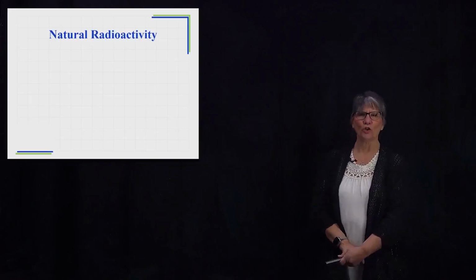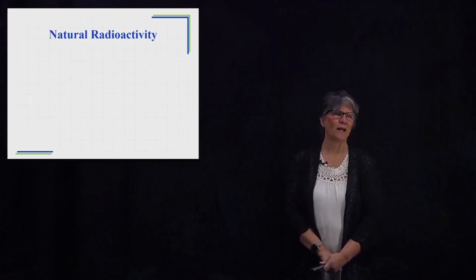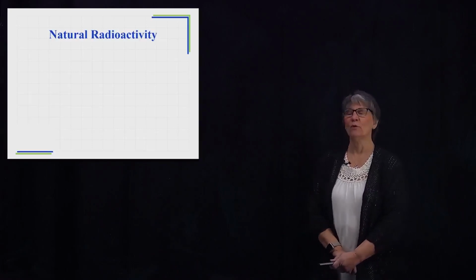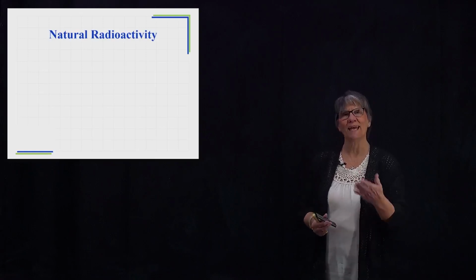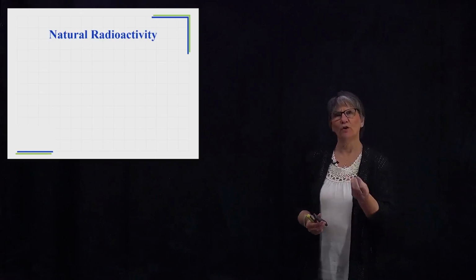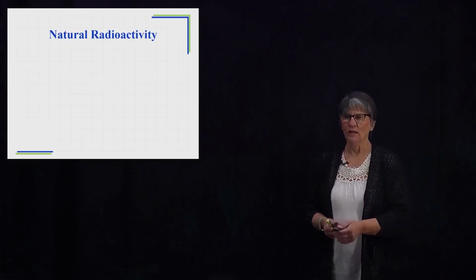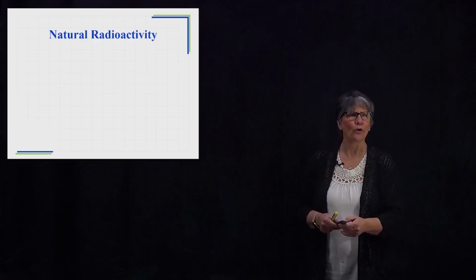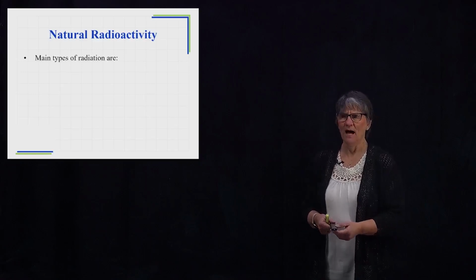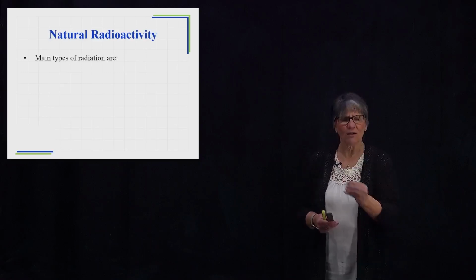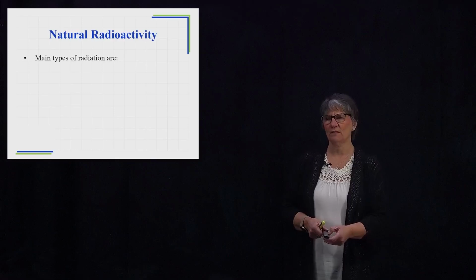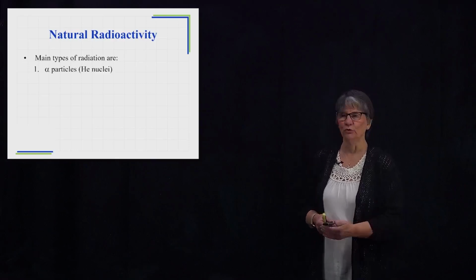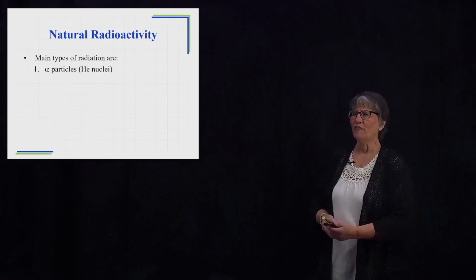So we're going to look closely at natural radioactivity here for a little bit with this lesson. Radioactivity, if you remember, is the spontaneous emission of particles from your nucleus. So let's talk through some of those particles that get emitted. There are just a handful of types of radiation that will come off of a substance, an unstable nucleus. One is an alpha particle.